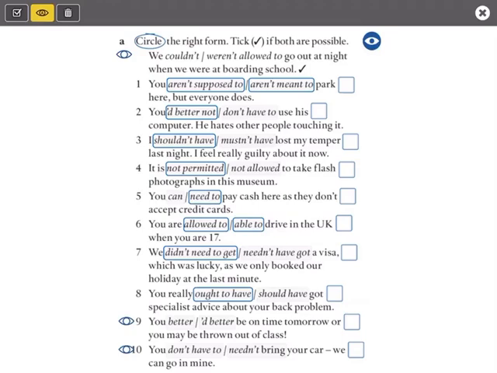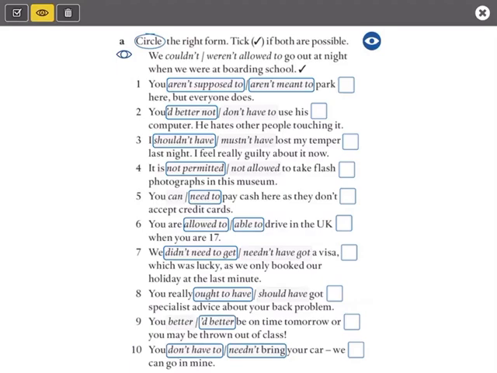Number 9, you better or you'd better be on time tomorrow, or you may be thrown out of class. Well, of course, it has to be you'd better, porque la primera no tiene ese apóstrofe de, no tiene el had, no? And number 10, you don't have to bring your car, we can go in mine. You needn't bring your car, we can go in mine. What do you think? Both are perfectly acceptable. So just be careful there with number 8.